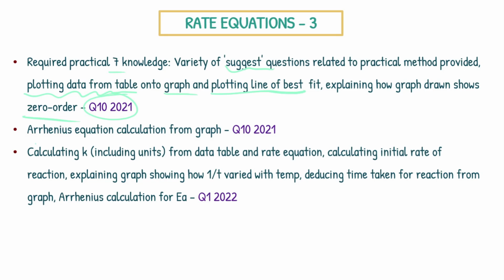Question 10, 2021. Another Arrhenius equation calculation from a graph. And then this one right here, calculating K, including units again, okay, from a data table and rate equation. Calculating the initial rate of reaction, explaining a graph showing how 1/T varied with temperature, deducing the time taken for reaction from a graph, and then a final Arrhenius calculation to calculate activation energy.